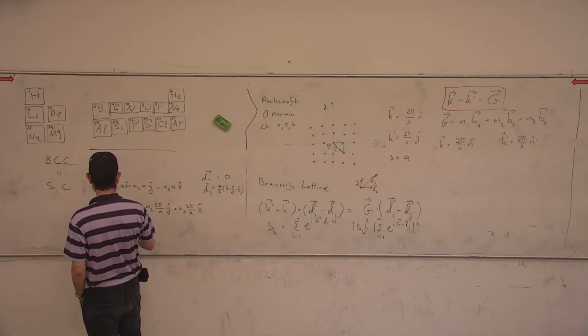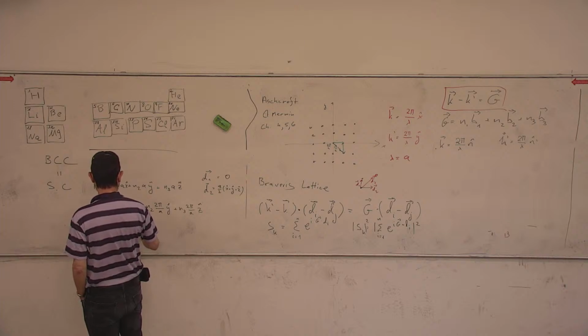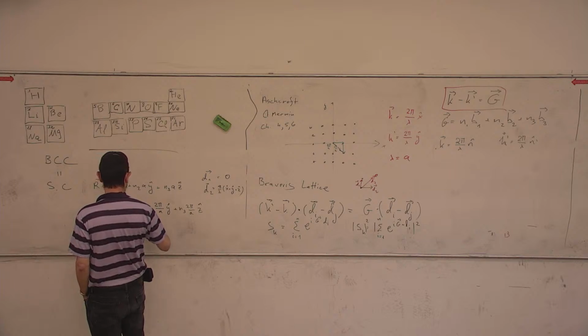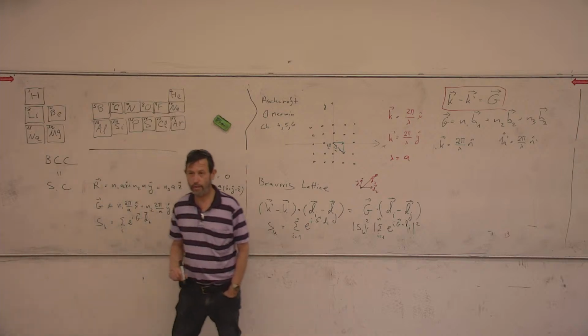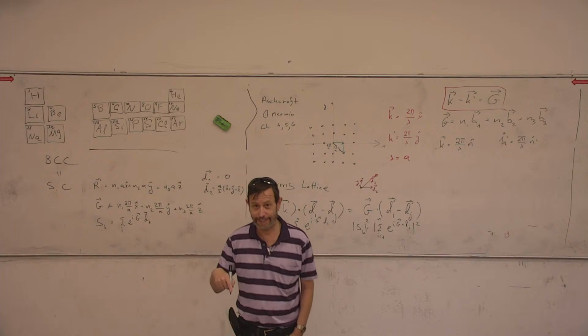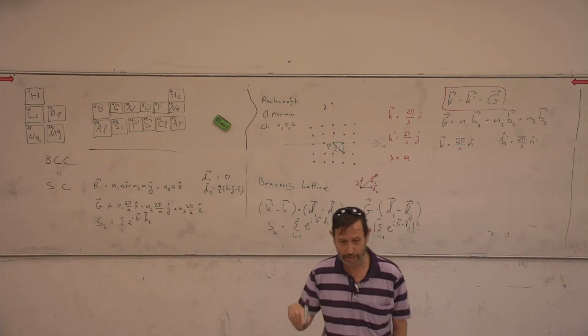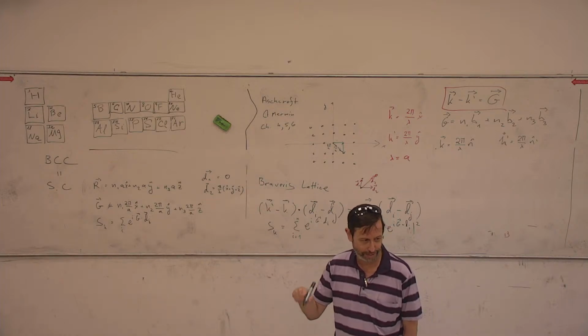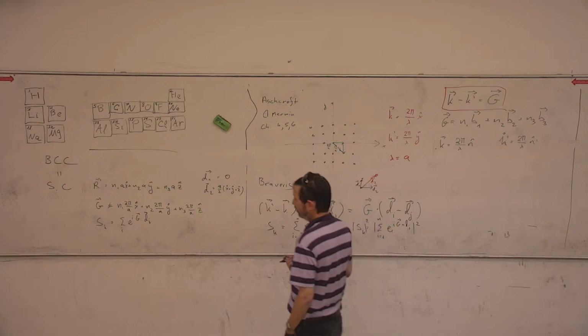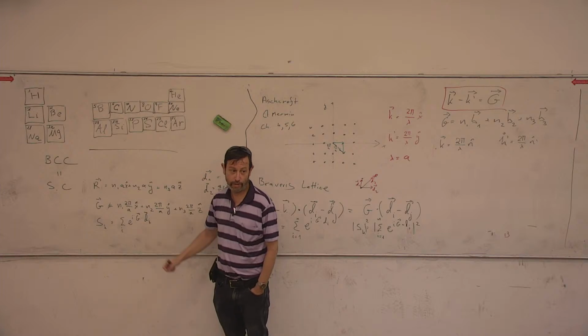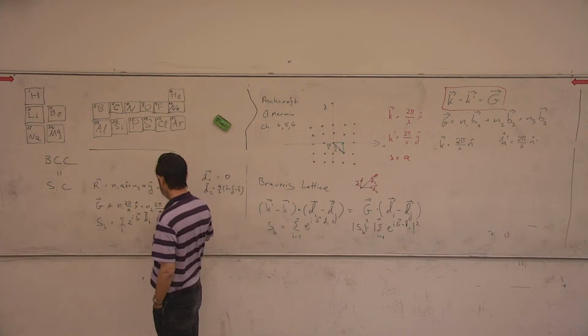And what did they tell me to do? Add, and then square it. It's important to do it in that order. First add all points, all basis points, then square it. Otherwise, the other way around, you lose interference between different points.